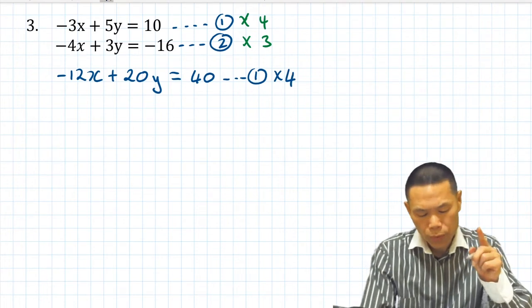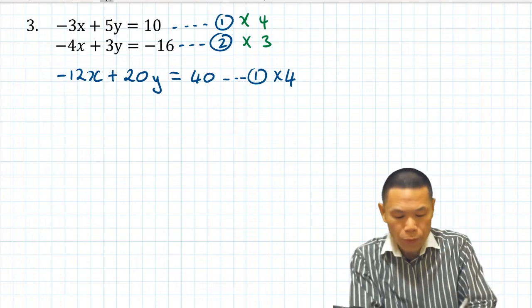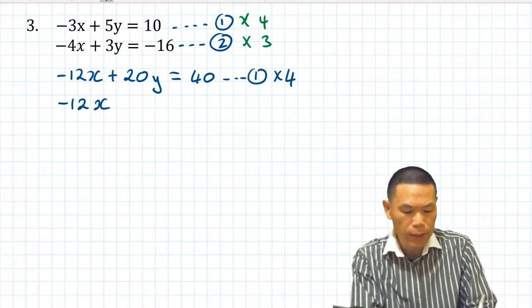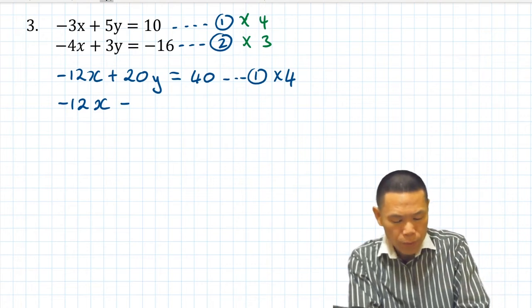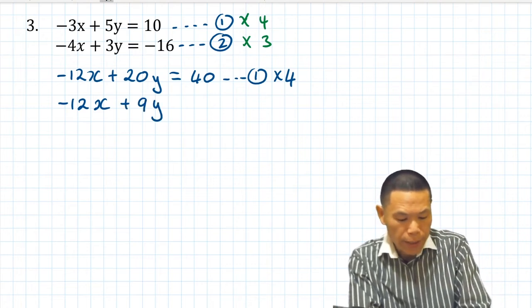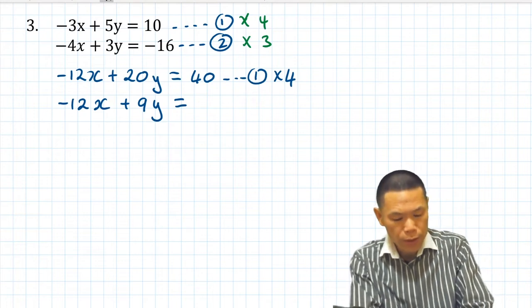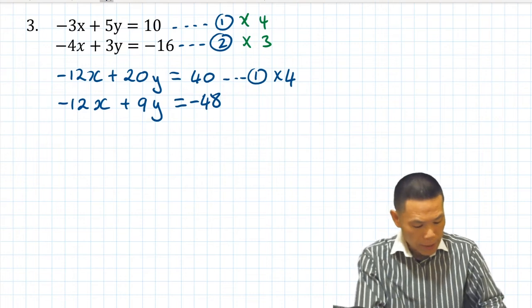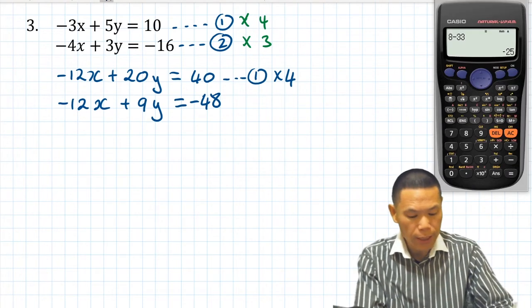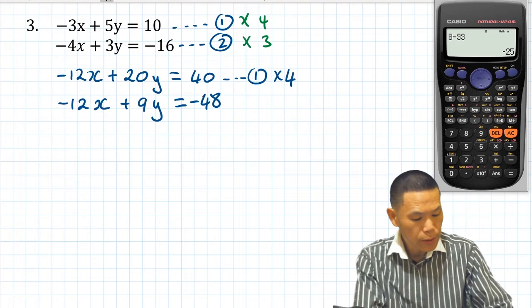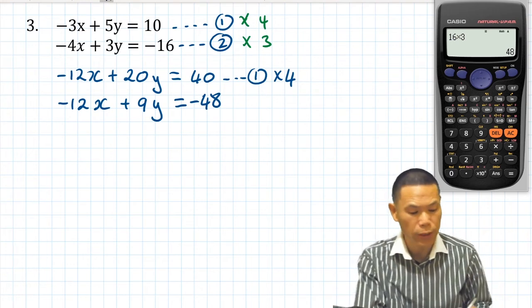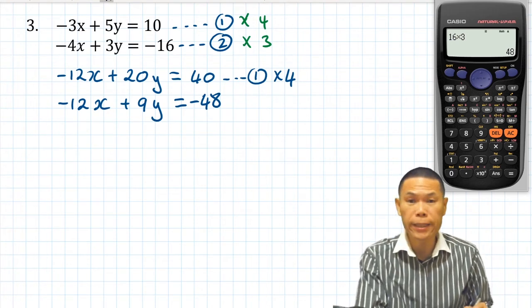Now we're going to do the second one. So 3 times 4 is 12, but of course, negative 12, so negative 12x. And 3 times 3y is 9y. And 16 times 3 is 48, of course negative 48. Otherwise, we can just put it in the calculator. So we go 16 times 3, but of course, I know the answer is negative. So the answer is negative 48.